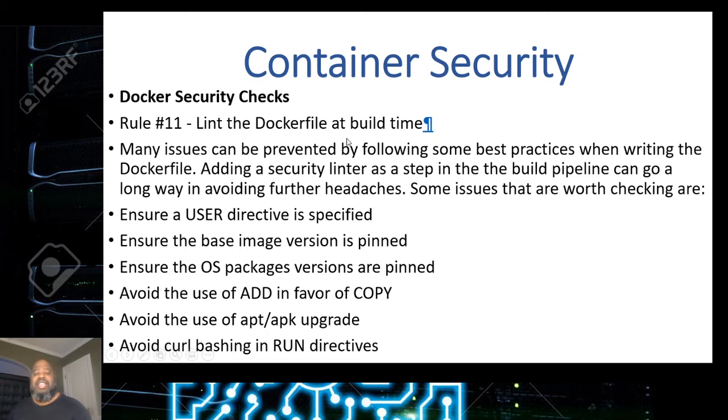Rule number 11, lint the Dockerfile at build time. Many issues can be prevented by following best practices when writing a Dockerfile. Adding a security linter as a step in the build pipeline can go a long way in avoiding further headaches. Some issues worth checking are: ensure a user directive is specified, ensure a base image version is pinned, make sure OS package versions are pinned, avoid the use of ADD in favor of COPY, avoid the use of apt upgrade packages, and avoid curl bashing in a RUN directive. So these are various ways people would use to actually hack your Docker image.